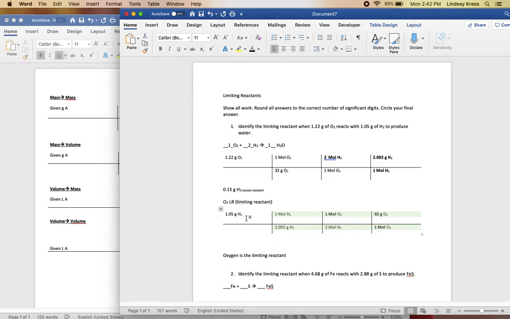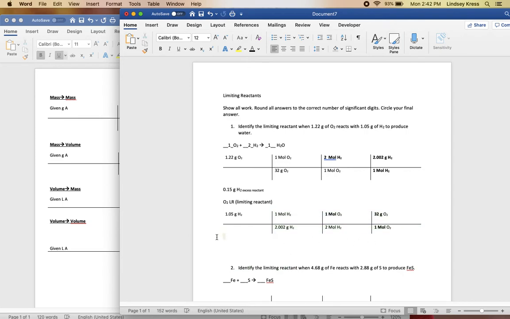It's just flip-flop. So I have my grams of hydrogen to moles of hydrogen. I have my mole to mole ratio here, 2 moles of hydrogen and 1 mole of oxygen. And then I got to convert from 1 mole of oxygen to grams of oxygen. Once I do that, I'm going to get 8.39 grams of oxygen.